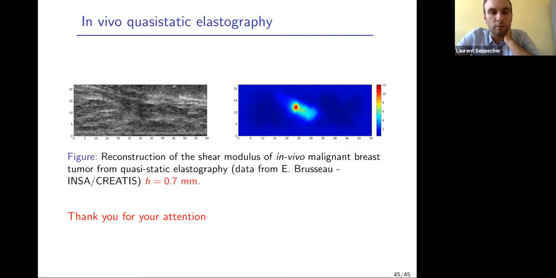And the last image uses in vivo data. This is on a breast tumor. It was made at the beginning of the year, and you apply this method and you have a very fine image of the shear modulus, which is totally invisible in the acoustic image on the left. You really see something on the right side. I'm really sorry because I'm a bit late, but I will stop here and thank everyone for your attention.